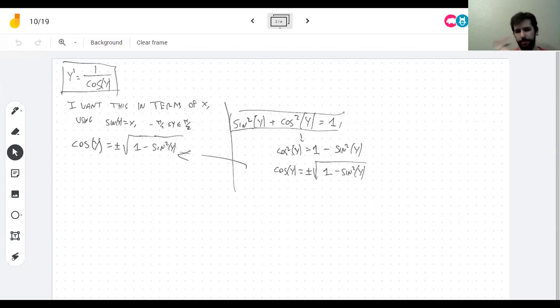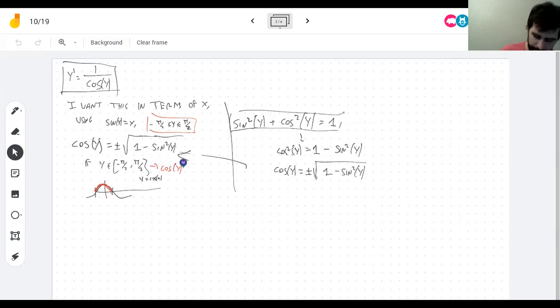And I wrote here that y, the angle I'm taking the cosine of, is between negative pi over 2 and pi over 2. If y is in this interval, I know what the cosine is like because cosine starts at 1. So I'm in this part here. This means that the cosine is positive. So I'm supposed to take the positive square root.